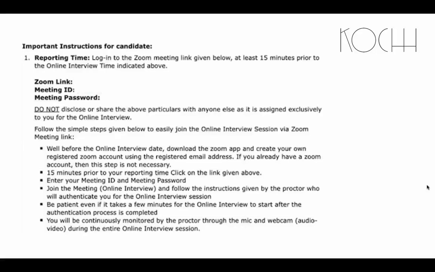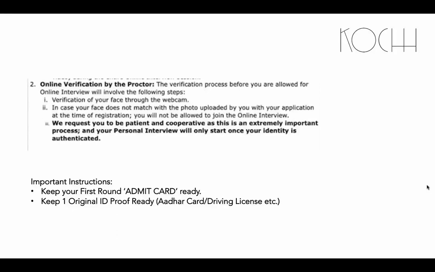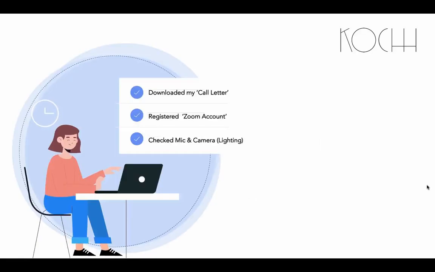You need to be really patient because they will verify your face using your webcam. Make sure your mic and webcam work properly. So there will be an online verification. I want you to keep your other documents ready, such as the admit card of the first round, which is already there with you, and also keep one original ID proof ready with you. You don't need a pen and paper. I've seen a lot of students writing notes while giving a PI, which is wrong. Be patient and cooperate, because they want to make sure that only the authenticated person is attending the interview.